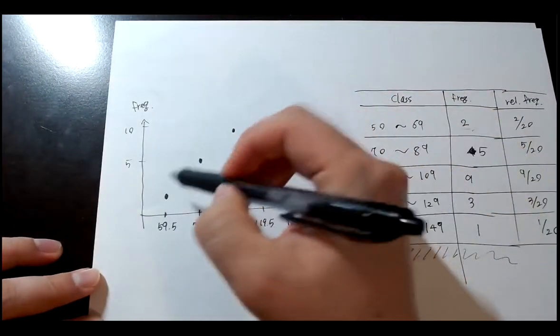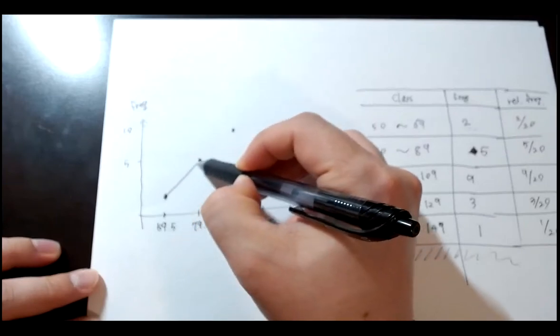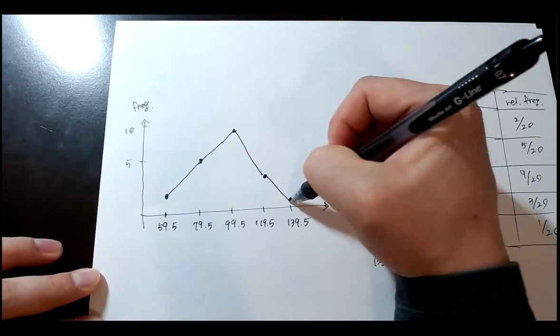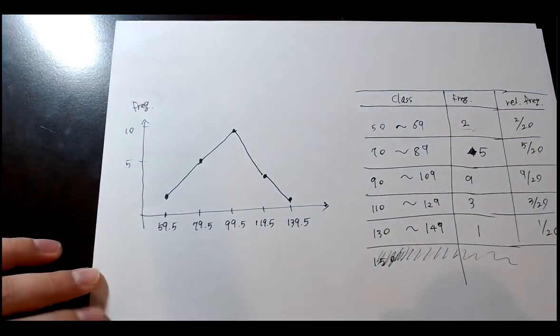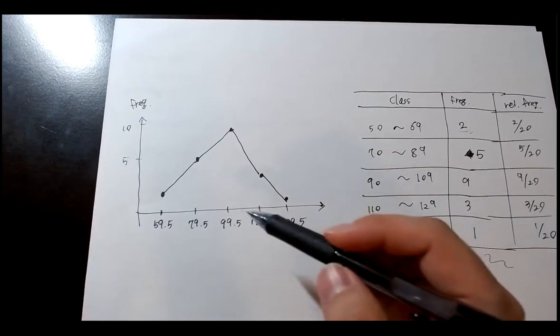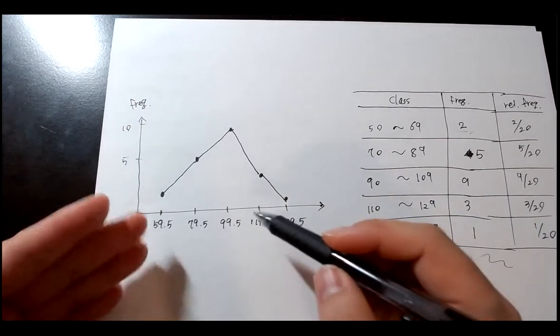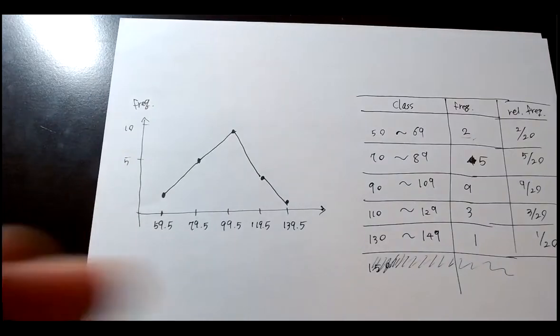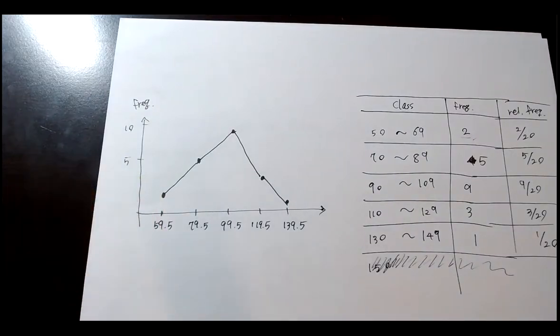Okay, and then we just connect each dot by the line segment like this. Okay, that's a frequency polygon. Anyway, so we can see that through the histogram, either histogram or the frequency polygon, the data is a normal distribution, right?